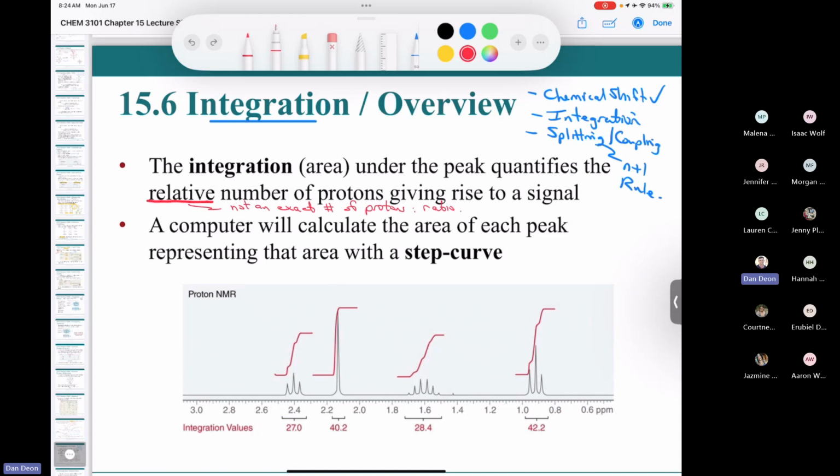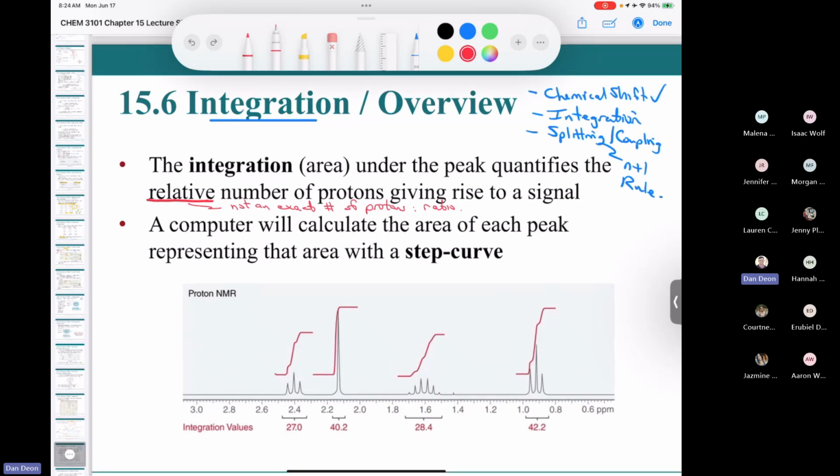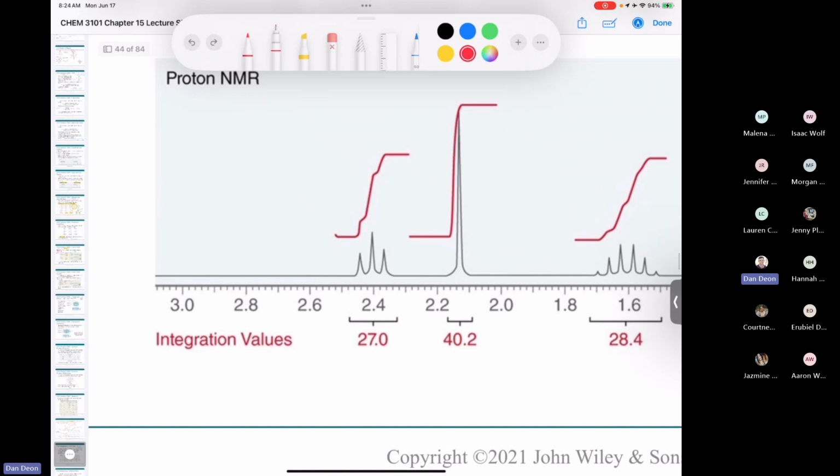It's going to calculate the area under each peak, and then it's also going to give you a number that represents that area. And again, it's just a relative number, and it'll also give you what's called a step curve. So there's a lot to unpack here, okay? If you're not awake, just wake up for like 5 minutes, and if you pay attention for the next 5 minutes, I can almost promise that you'll understand everything that I'm saying, okay?